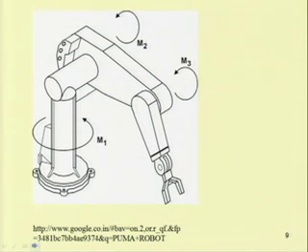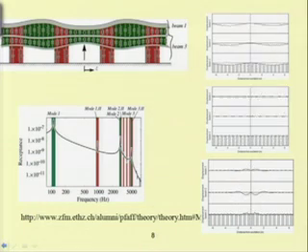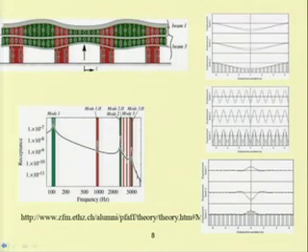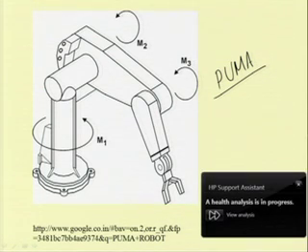Before that, let us see some other types of systems. In previous systems we used fixed coordinate systems to find the equation of motion, but sometimes it may be required to define a moving coordinate system. For example, in the case of this Puma robot, PUMA is programmable universal machine for assembly. So, this Puma robot one can use.